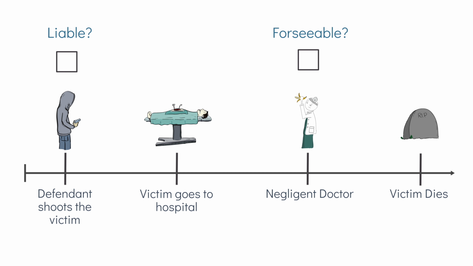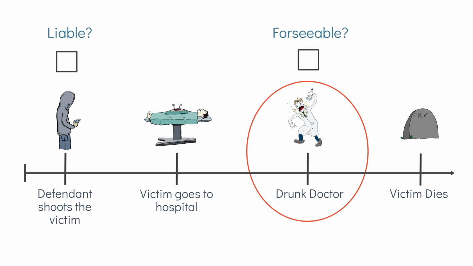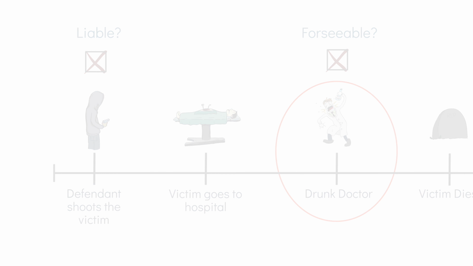So what might cut off defendant's liability? What might cut the chain of causation in this example? Let's swap out the intervening act. What if our doctor now isn't just negligent, but our doctor is drunk when he operates on the victim or tends to the victim? Now we have an intervening act that the law is not prepared to call foreseeable. This intervening act is unforeseeable and is going to cut the chain of causation and relieve defendant of liability.